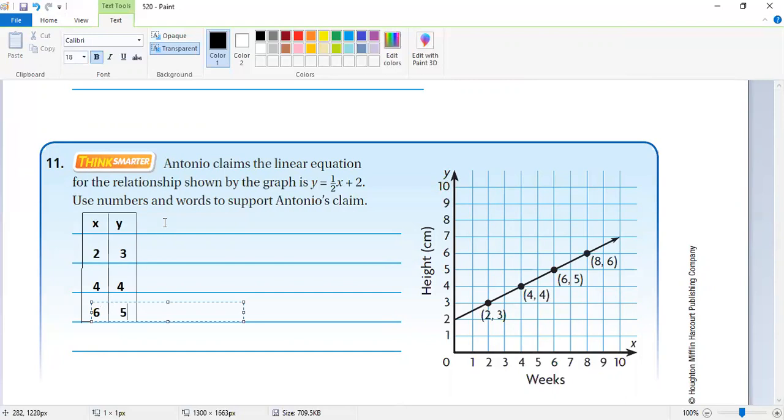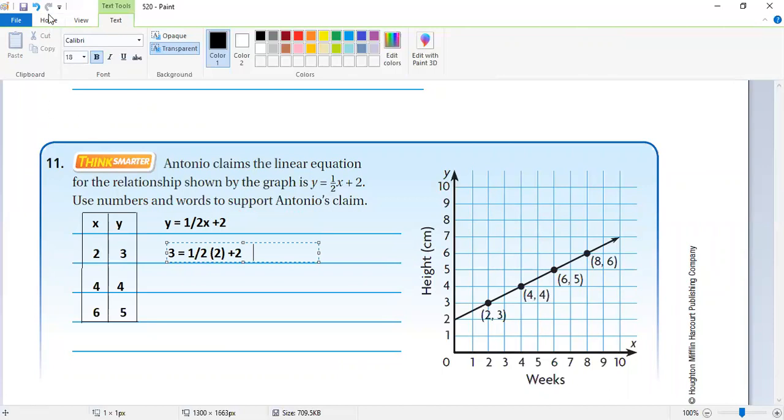Now let's use the formula which he has given. y is equal to half x, so 1 over 2 x, plus 2. Now let's check if x is 2, will that give us 3? They already gave us y is 3. So 3 equals 1 over 2 multiplied by 2, plus 2. Is that going to give us 3? First we solve half multiplied by 2.